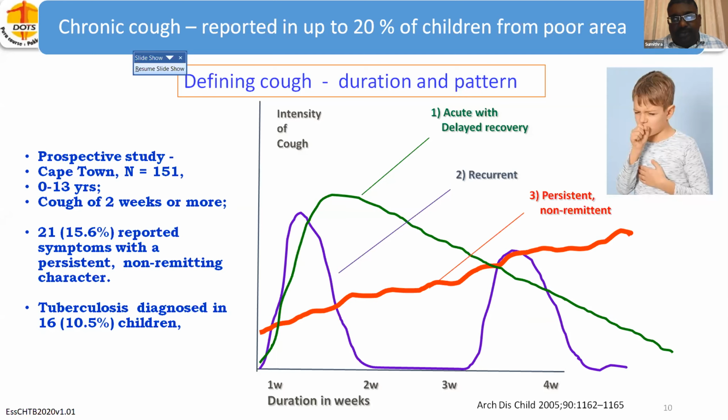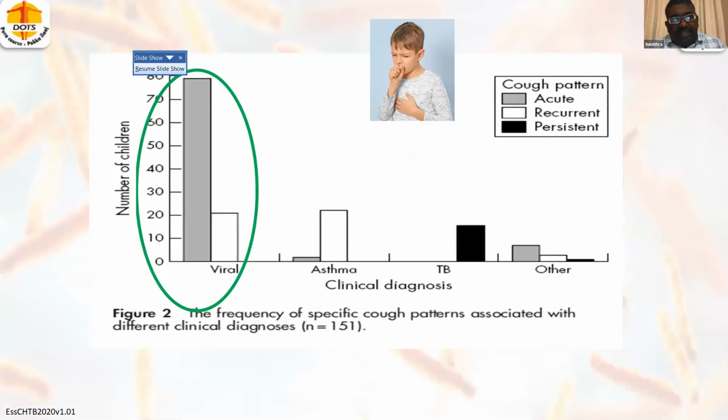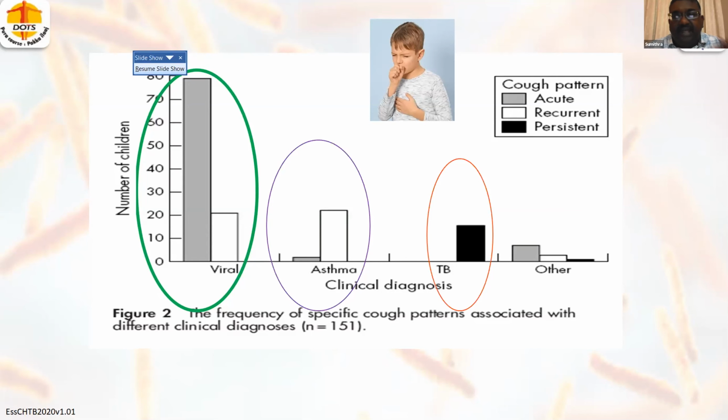This could be tuberculosis. And if you look at this picture, there are 4 groups of blocks. The first one indicates viral infection, and the ash colored block is the acute cough. So in viral illness, it will be an acute type of cough, which is more. And of course, sometimes it can cause recurrent cough also. In asthma, definitely the acute cough is not there. It is very little, but the recurrent type of cough is the most important. And in tuberculosis, definitely it is the persistent cough which is important, and the other groups.